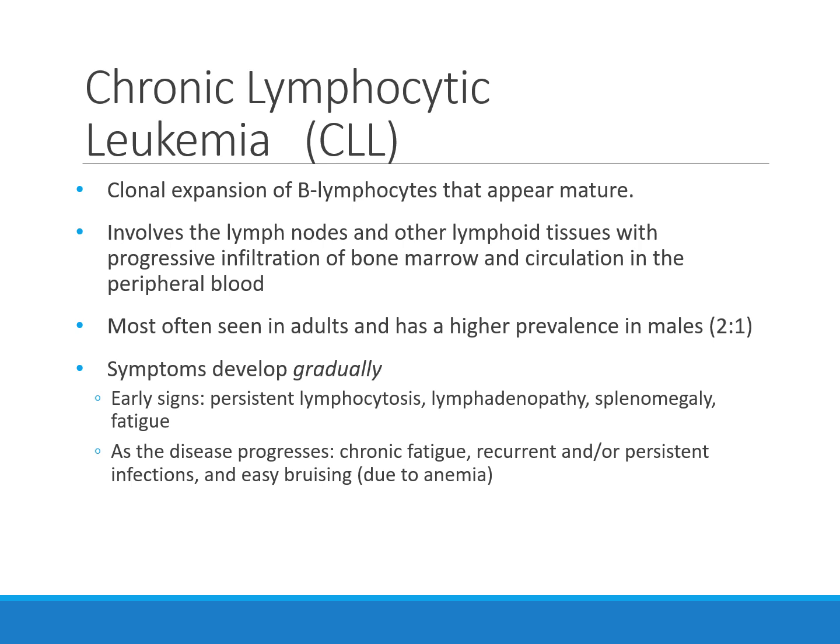As the disease progresses, even though this is a slow progressing disease, patients often suffer with chronic fatigue, recurrent and/or persistent infections, and easy bruising due to anemia. So again, CLL is a proliferative disorder of the B cell lymphocytes or the B lymphocytes, and with that proliferation comes crowding out in the bone marrow of other healthy cell lines. So in this case, we would have easy bruising due to a decreased number of platelets being produced.